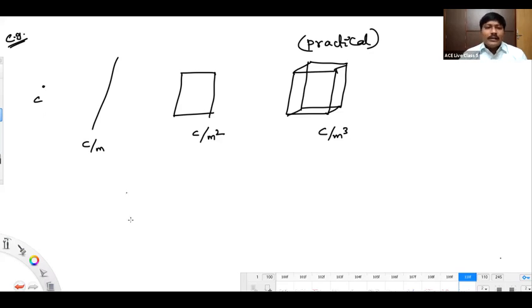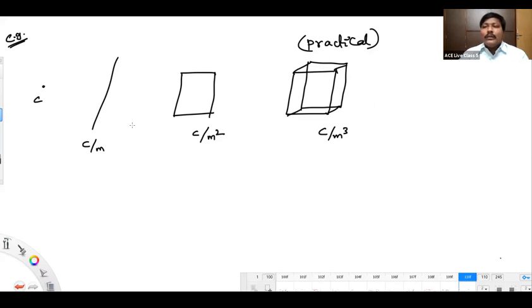But for the easiness of analysis, sometimes this volume is approximated as a point, sometimes as a line, sometimes as a surface. That's the approximation you make in your analysis, considering the volume as a point, as a line, or as a surface. But the practical charge distribution will always be volume charge distribution only.